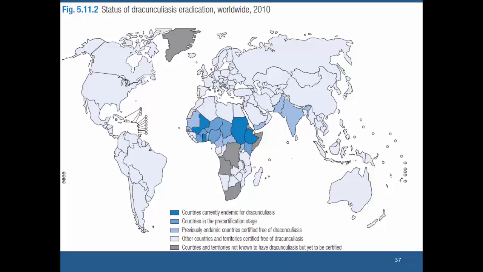Really, the only areas that have it right now are South Sudan and some cases in Niger, but it's very, very few cases left. Most of the cases are in South Sudan. The rest of the cases, if there are cases, are usually imported from other countries.